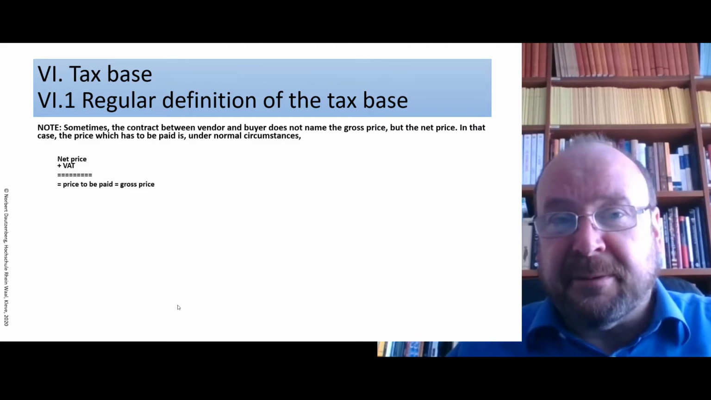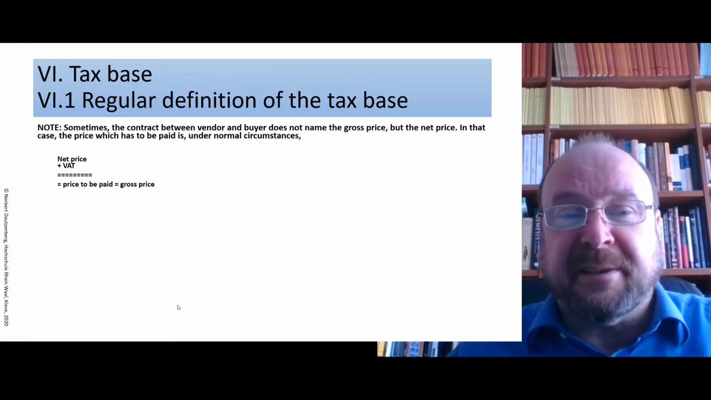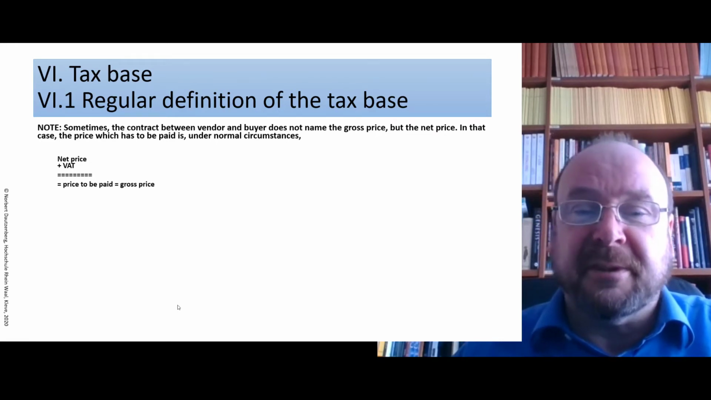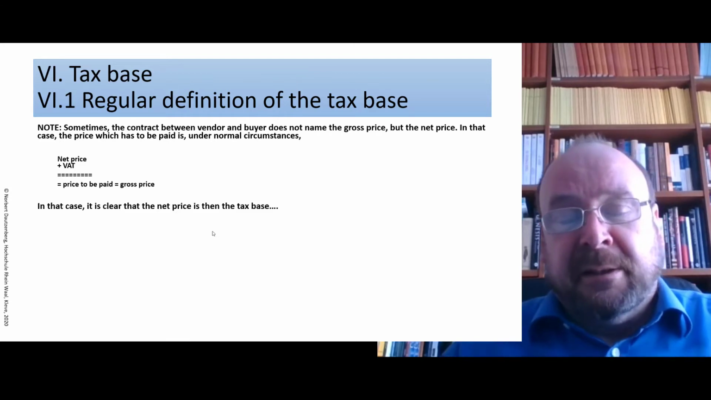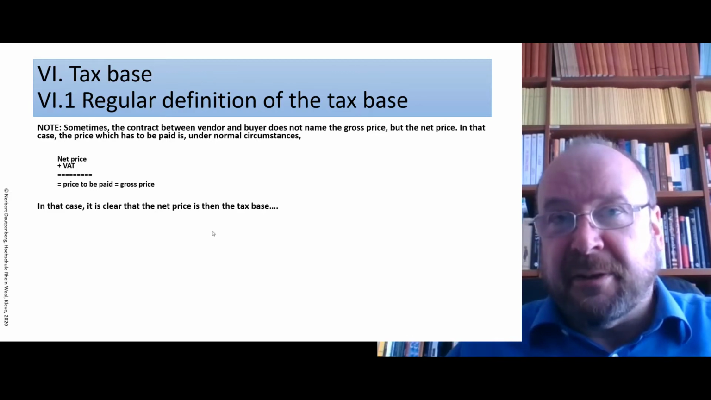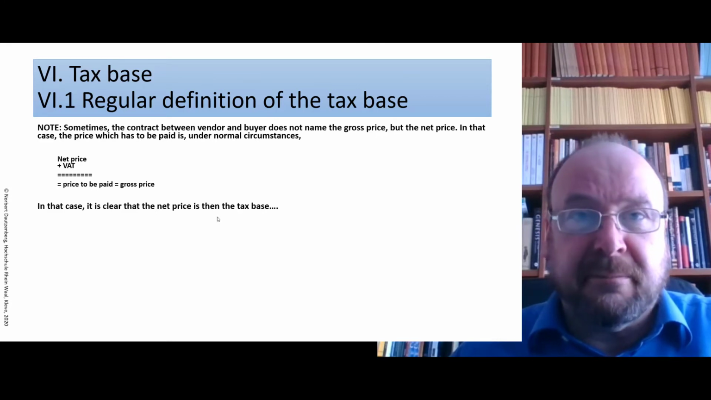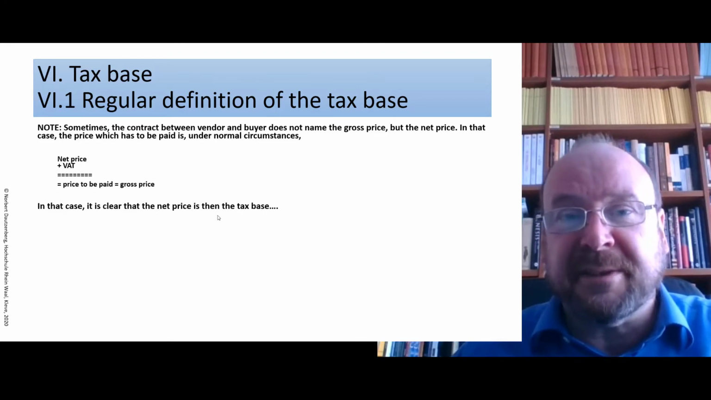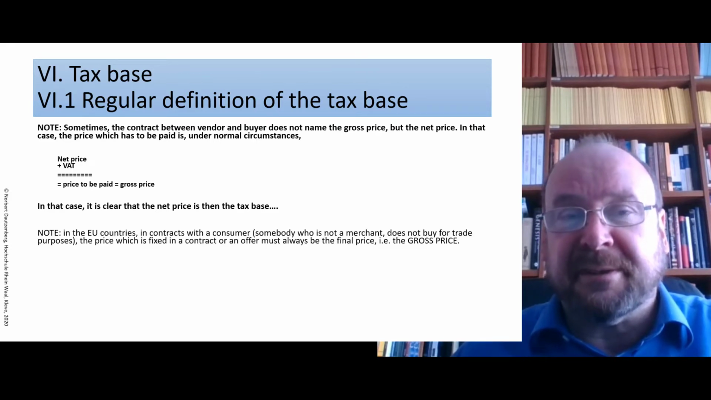Sometimes, as you see from the last example, the contract between vendor and buyer does not name the gross price but the net price and states that VAT just comes on top. In that case, the price which has to be paid is under normal circumstances still the gross price. Naturally, it is clear what the net price will be, because you add the VAT to the net price in order to get the gross price and then you deduct it again. So it's clear that the net price will be the tax base.